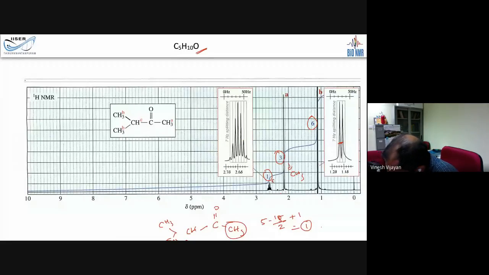Now, how do you know that these two are coupled to each other? You measure the coupling constant here and the coupling constant here, and they have to be the same. They have to be the same because this is coupled to this, and this is coupled to this. So the same coupling constant has to exist here as well as here. They have to be coupled to each other and have the same coupling constant, while this one is not coupled. Okay, so this is what we see.